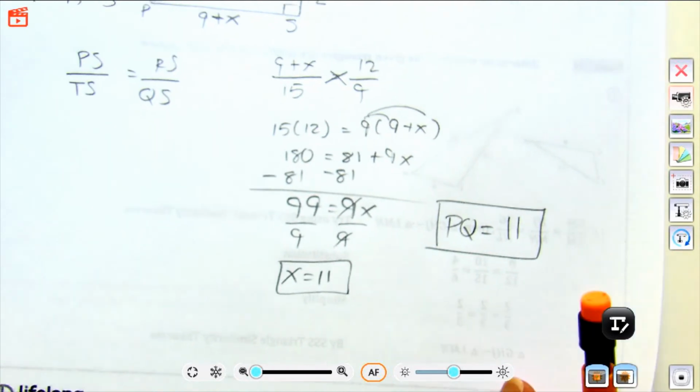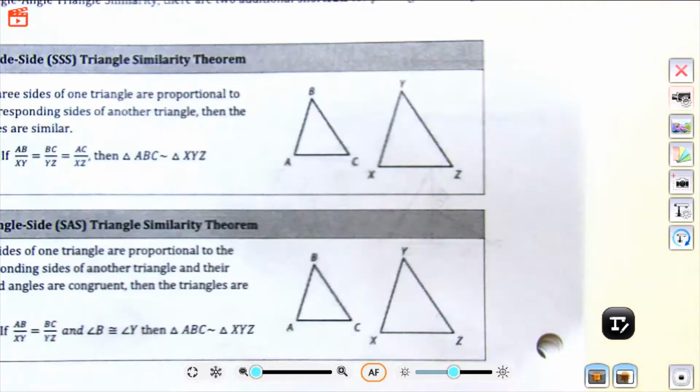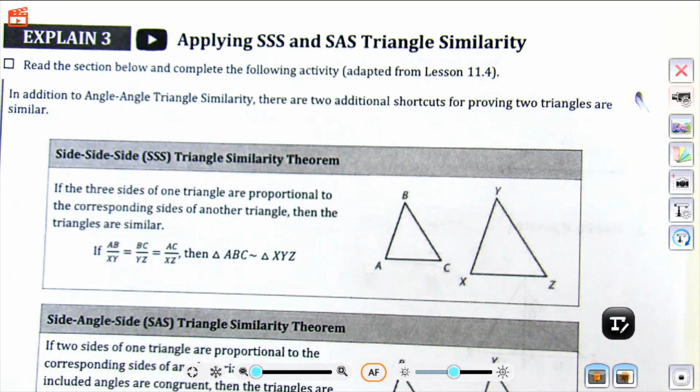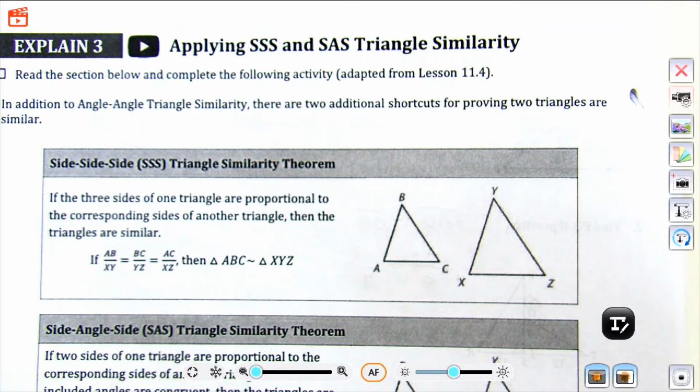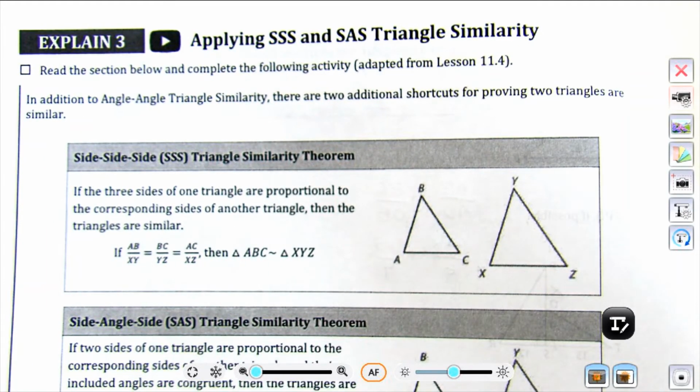Okay, next we're going to be doing something similar, but now we're going to be looking at some other triangle similarity theorems. The first one is side, side, side, and the second one is going to be side, angle, side. But let's start with the side, side, side triangle similarity theorem. And it goes like this.